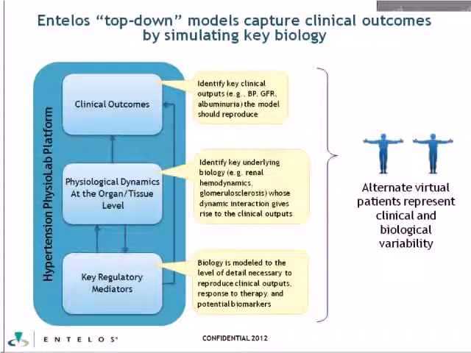So they'll have different levels of the cardiac output versus total peripheral resistance. So while they have the same blood pressure, their underlying mechanisms are different, and this unique combination may give rise to differential response to different therapies.